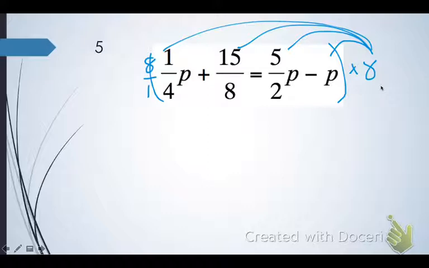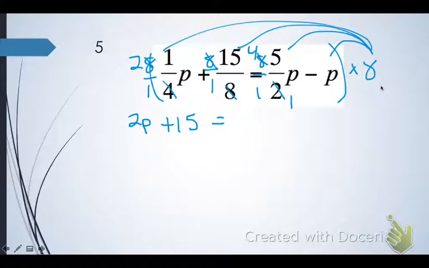So when I multiply 1/4 p times 8, simplify diagonally, and I end up with 2p. Multiplying by 8 here cancels, and I end up with plus 15. That simplifies, and I get 20p. And 8 times the 1 that's there is negative 8p.